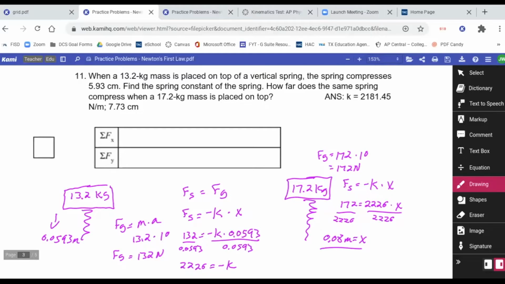Wait, so since they mentioned same spring, we can use the same constant. Exactly right, because they took the weight off and put a new weight on. So the constant was constant because the spring was constant.